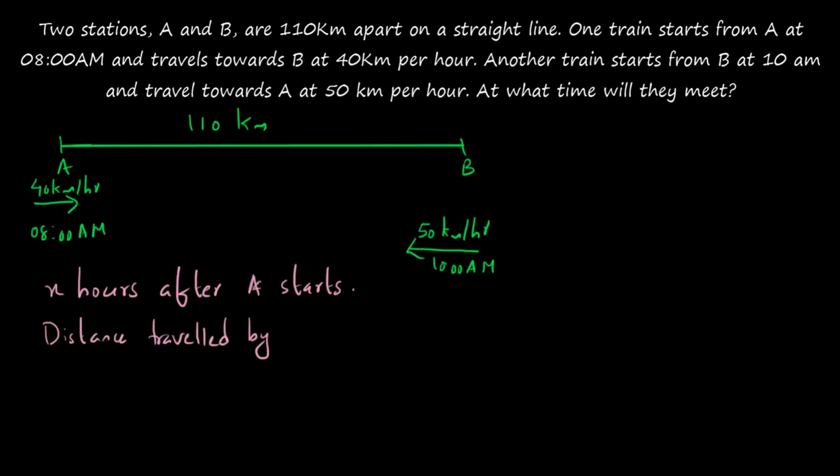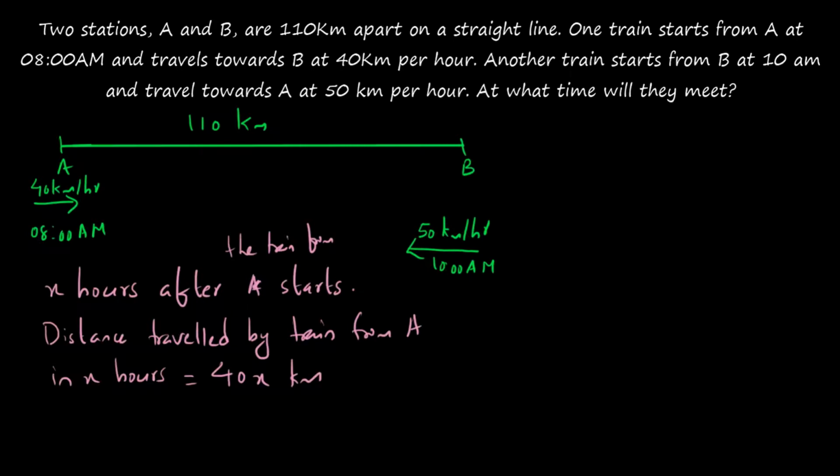Okay. So after the train from A starts, A and B are the endpoints of the station. A and B are 110 km apart. So X hours after the train from A starts, the distance travelled by the train from A in X hours will be equal to, what is the speed? Speed is equal to 40 km per hour. So the distance is equal to speed into time, so 40x kilometer.